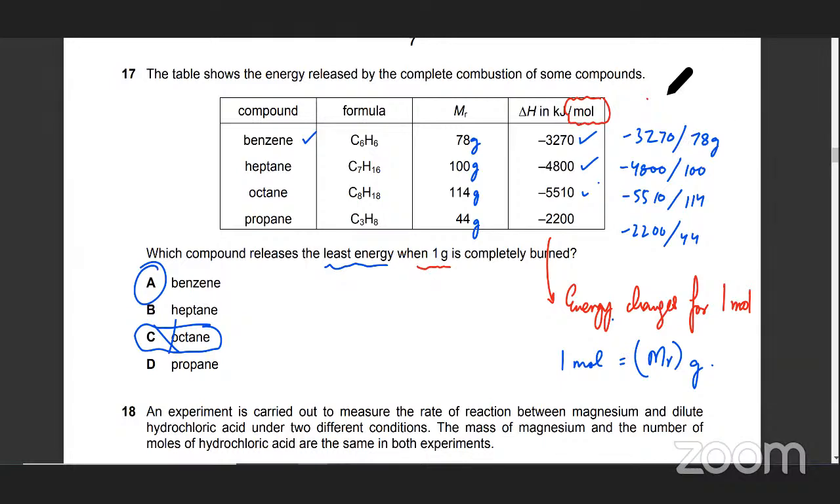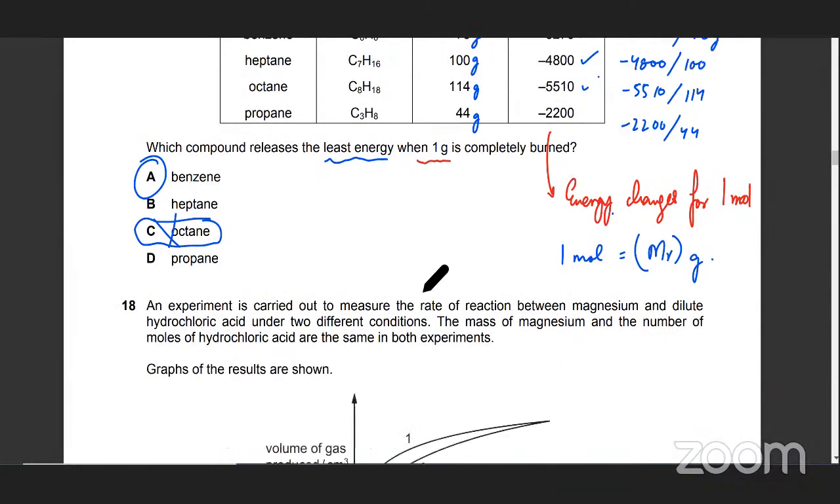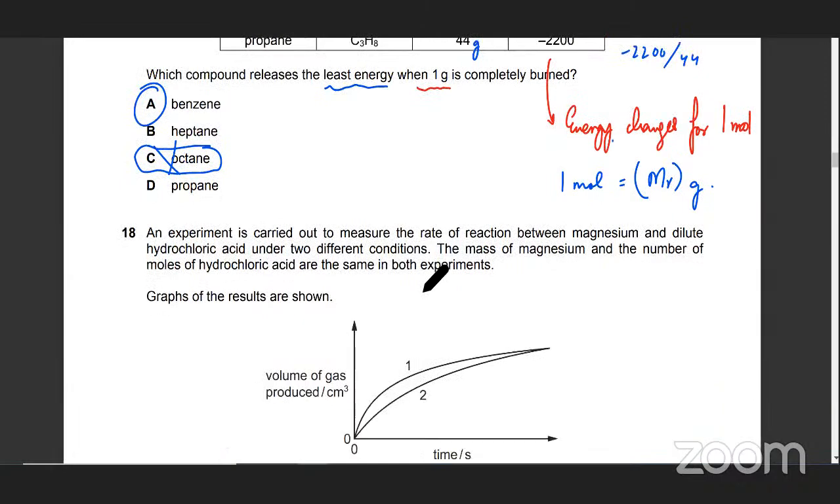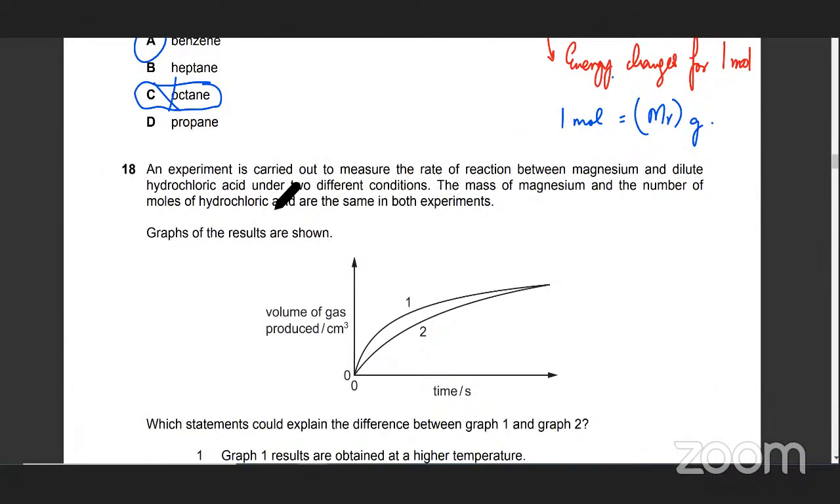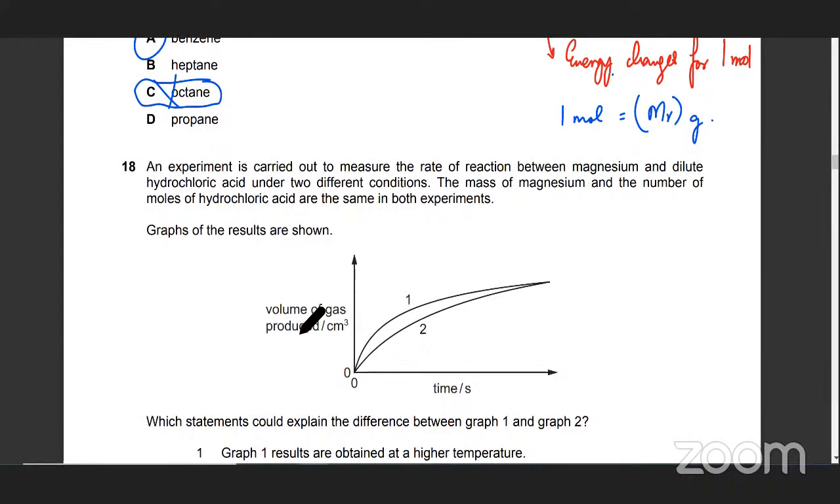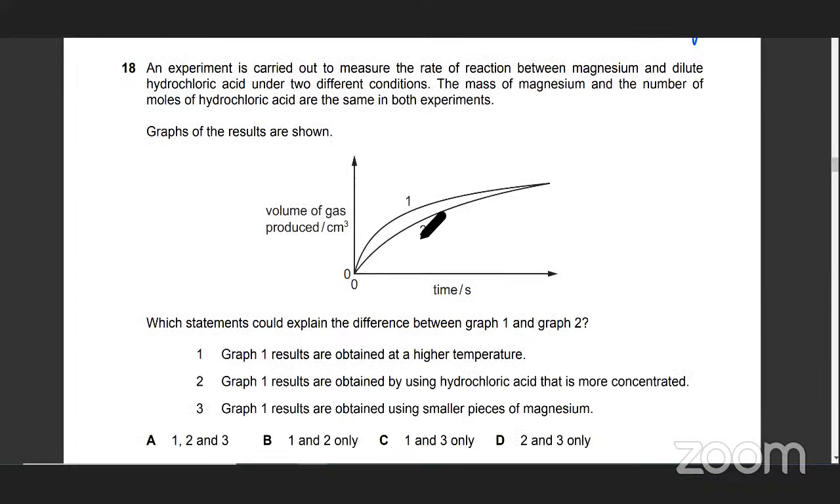देखिए, clear है question? Yes, sir. अच्छा. An experiment is carried out to measure the rate of reaction between magnesium and dilute hydrochloric acid under two different conditions. The mass of magnesium and the number of moles of hydrochloric acid are the same. तो उसने कहा कि moles वगैरह सब कुछ same है. Magnesium and hydrochloric acid. पहले तो बताओ इन दोनों में से which one is the faster reaction?